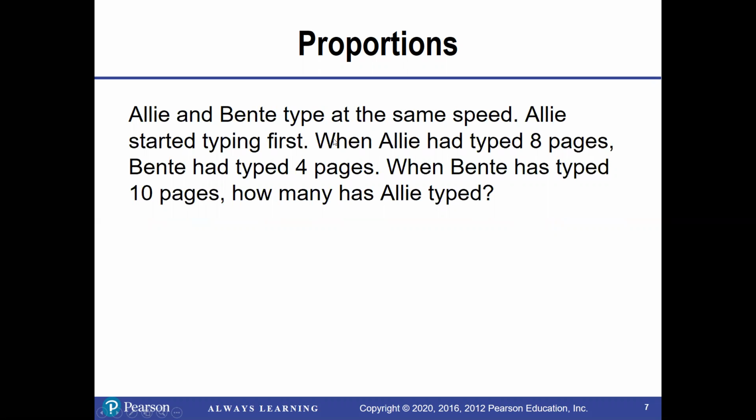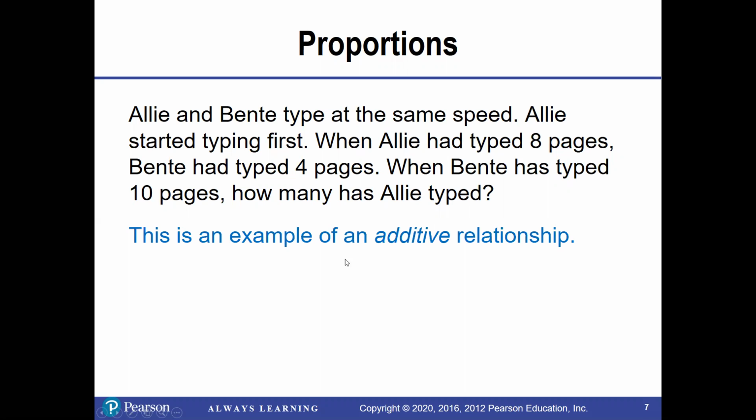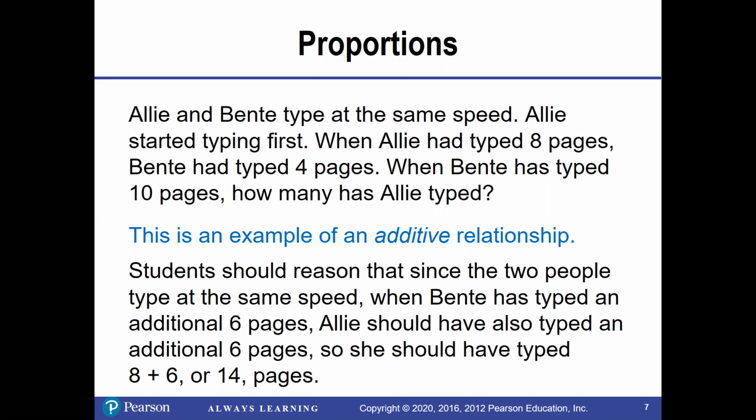All right, Allie and Binti, here's an example. They type the same speed. Allie started typing first. When Allie had typed 8 pages, Binti had typed 4 pages. Then Binti had typed 10 pages. How many had Allie typed? So we have this example of an additive relationship, in which we can actually set up a proportion.